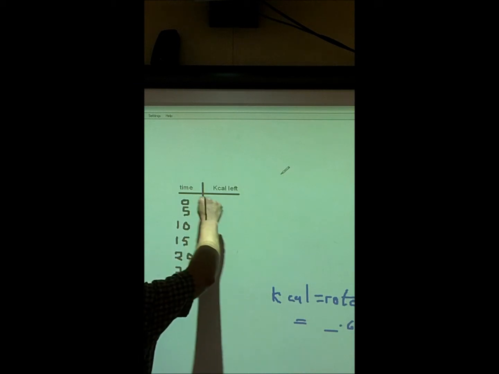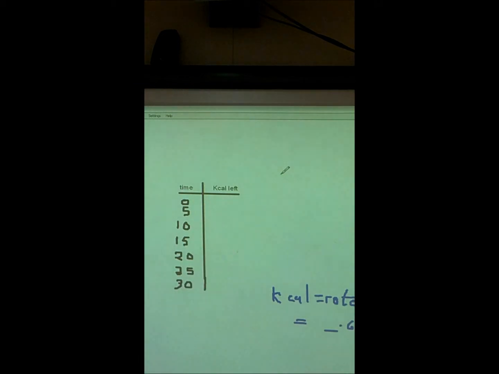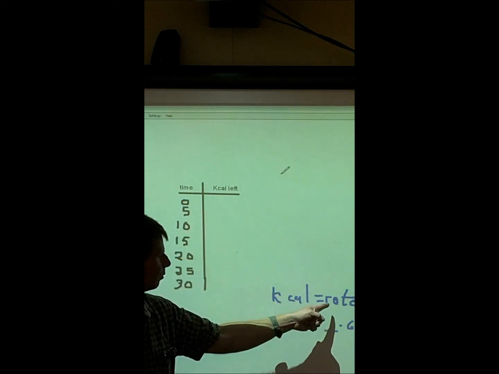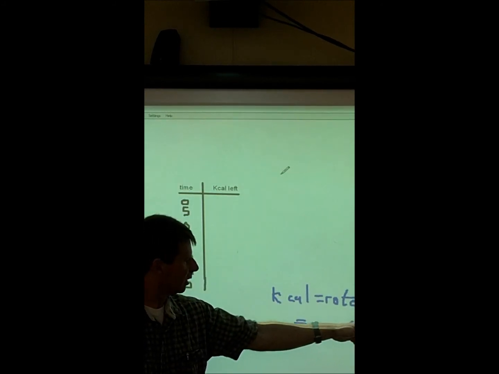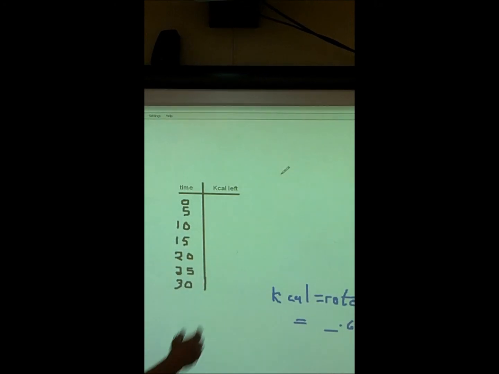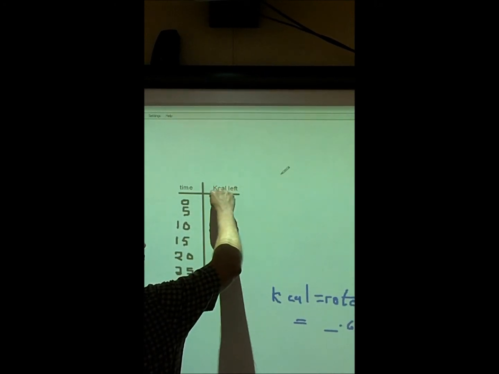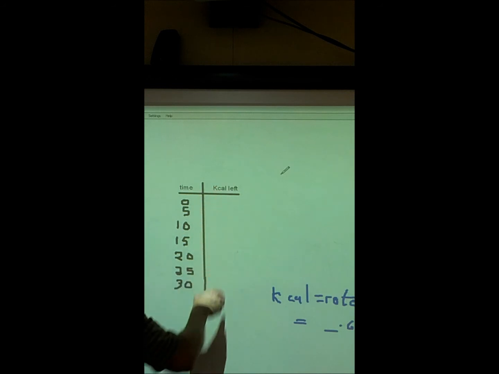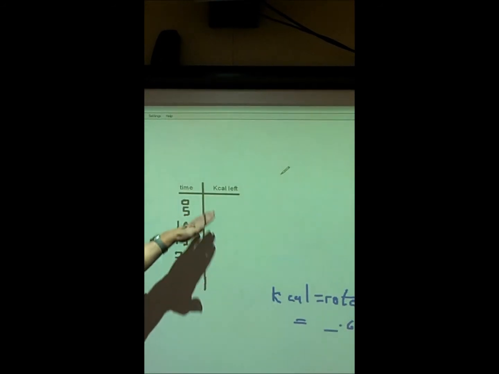Then I'm going to do the same thing here for 10 minutes. Take rate times 10 times kilograms. How much have I burned off? Well, how much I've burned off from the beginning, burn that off. Okay, and then keep going, and this chart is going to get smaller, and the numbers here are going to get smaller and smaller and smaller.